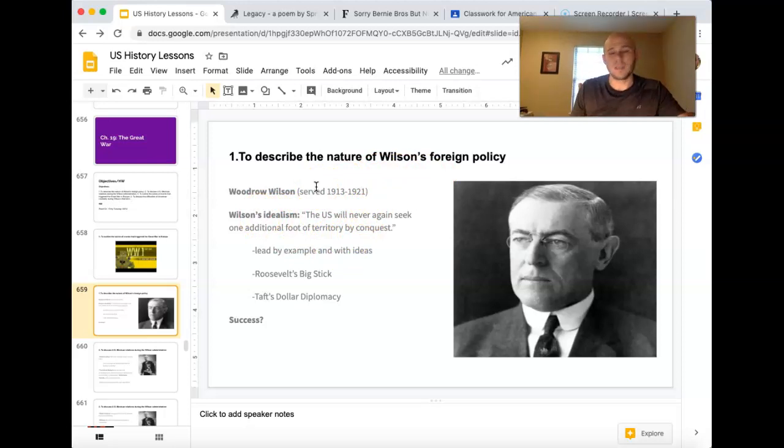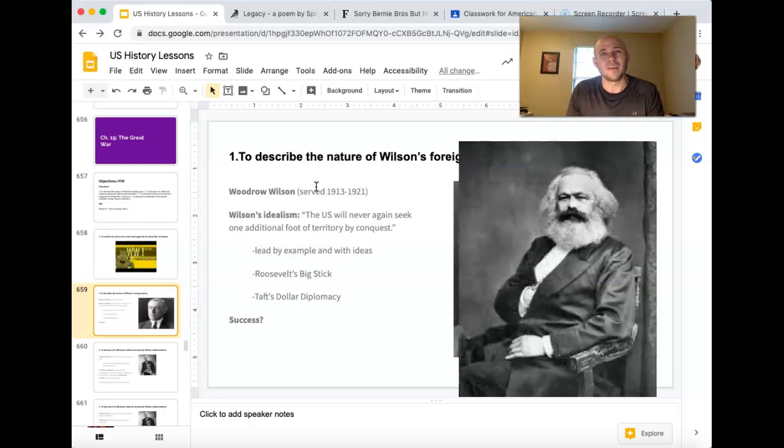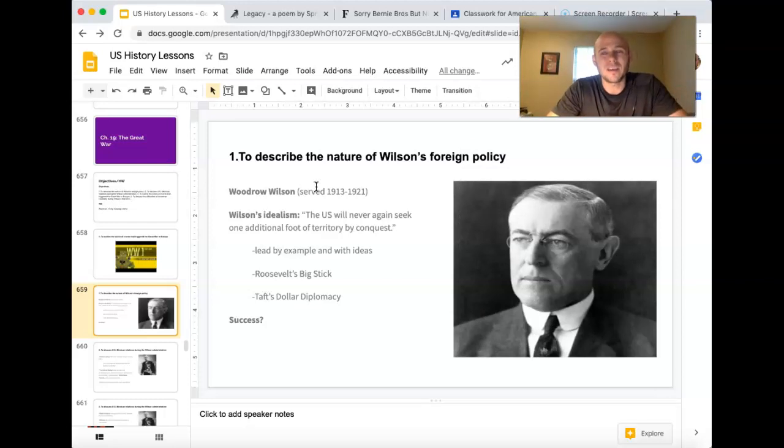When you're in the academy, everything looks great on paper. You put all sorts of nice, elaborate theories together, but those theories don't always play out in reality like they do on paper. I think Karl Marx might know a thing or two about that. But Wilson was kind of similar in that regard. He had all sorts of great ideas that sounded great in his head, but would they work in reality?